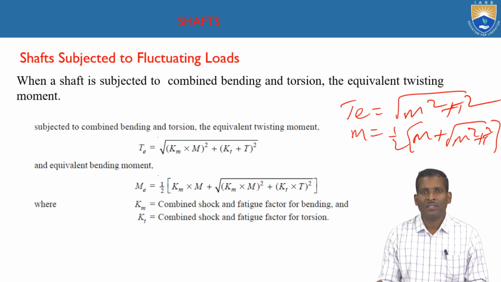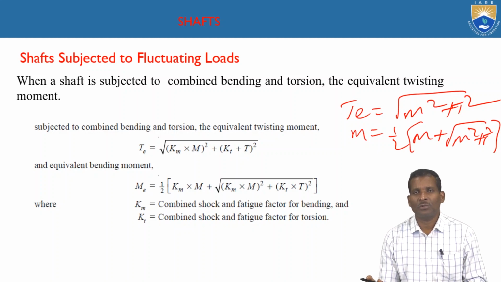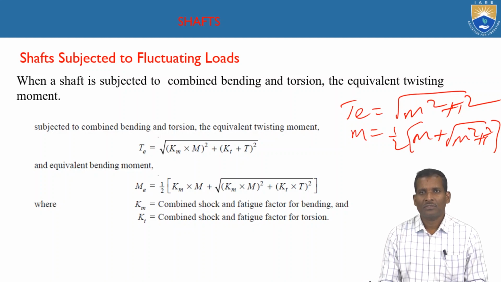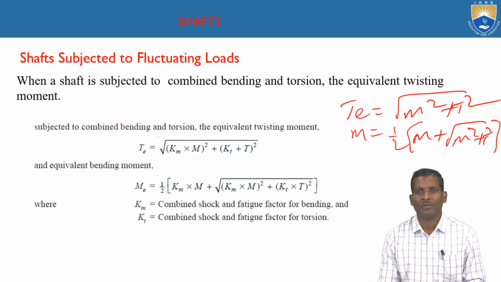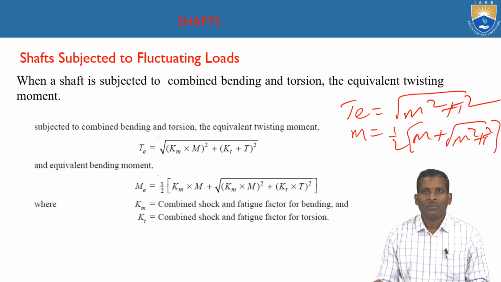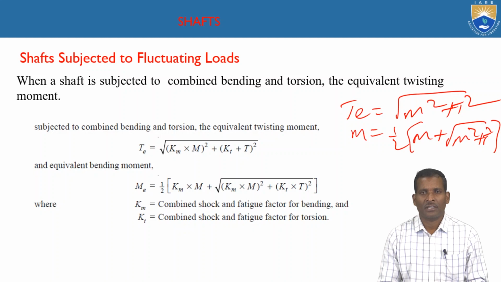Now, a shaft subjected to fluctuating loads means it is subjected to cyclic loads. In cyclic loads, after some cycles the component, meaning the shaft, will fail due to fatigue. To avoid this failure, we need to use some factors, that is, fatigue factors. Here the bending moment fatigue factor and the torsional moment fatigue factor are there.